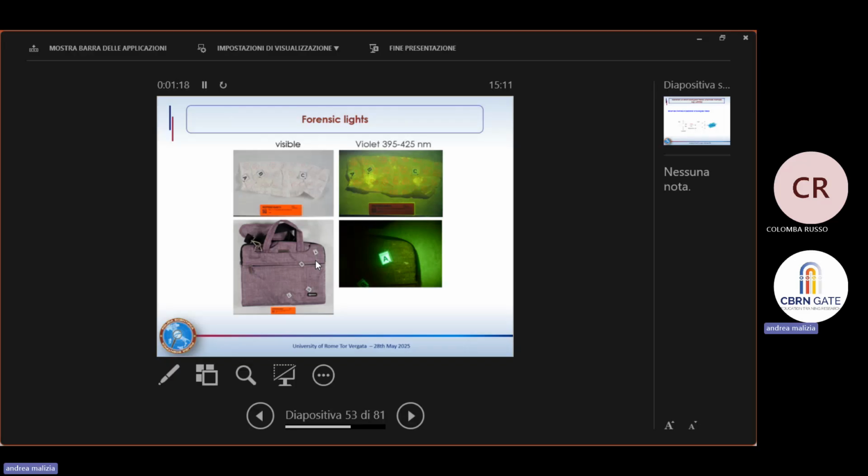And here you can find a picture of how it's possible to see what is latent. If you look at this bag, this is semen on a bag. If you look at the bag with visible light, it's impossible to see semen. But if you look with the violet light in this wavelength, you will see clearly semen. Okay, also here.